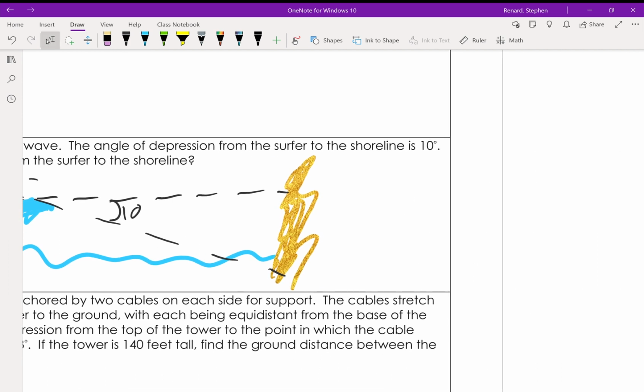So when I do a reference triangle, this is 7, this is 10, and I'm looking for the distance from the surfer to the shoreline. So my x is actually going to be right there. Because if I went right there, that would just put him 7 feet above the shore, and that is painful.